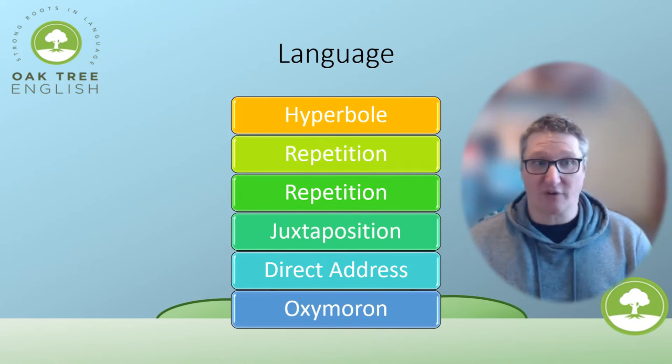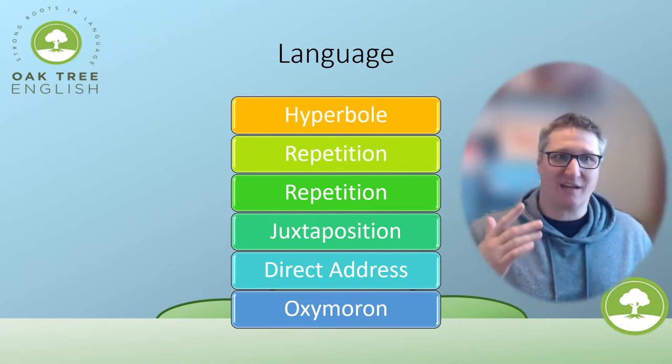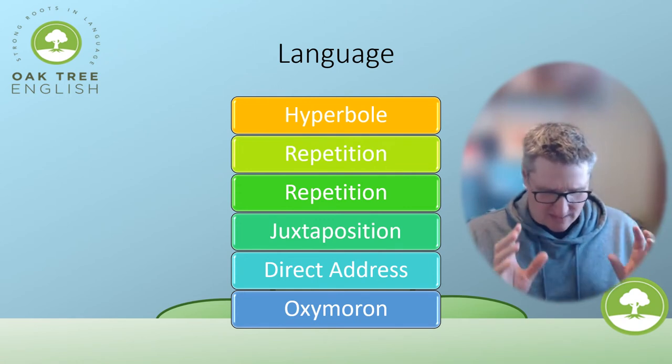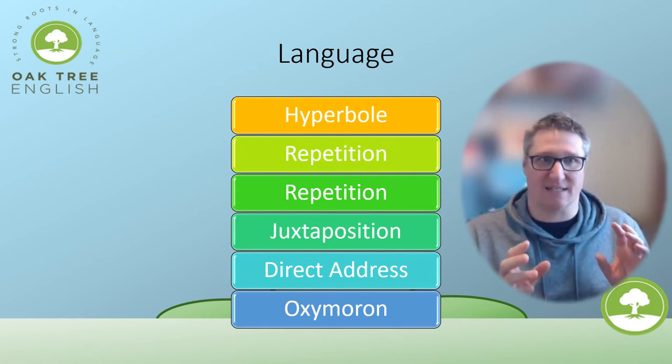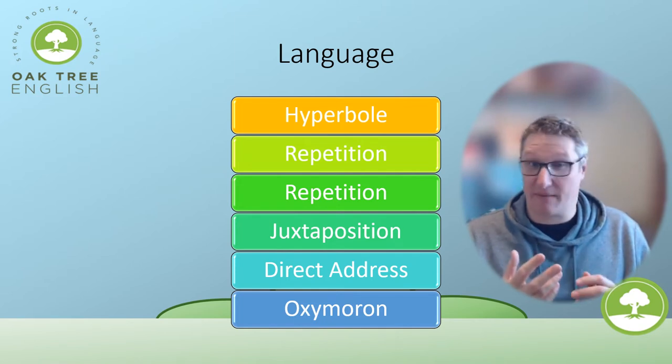We also have oxymoron, which is what some people call me when they're in a bad mood with me. However, this is where you've got two contradictory ideas next to each other and yet somehow making sense.